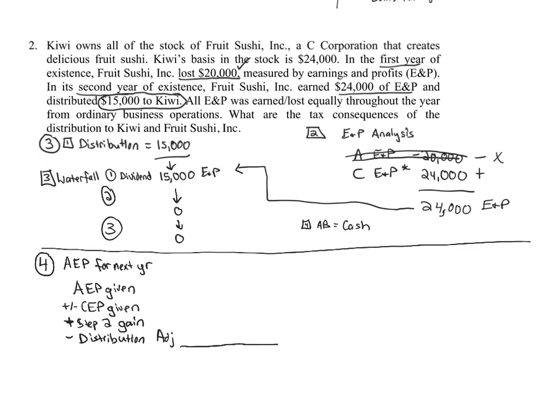So the accumulated EMP is what's given to us. It's negative $20,000. Current EMP is a positive $24,000. No step 2 gain. Distribution adjustment, when it's cash, remember, is always going to be the amount of the distribution as a dividend, and that's going to be the $15,000. That means our accumulated EMP next year is going to be negative $11,000, and that's our answer, and we're done with problem 2.